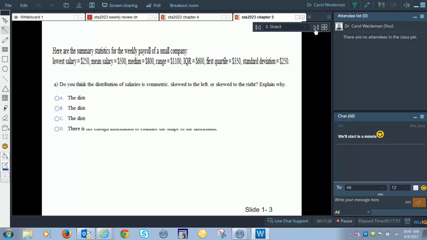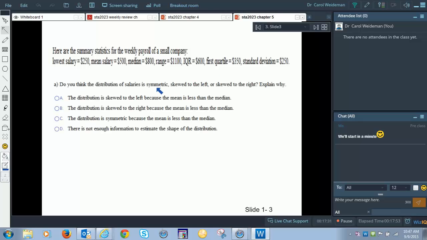So here are some summary statistics for a small company payroll. And the question is, do you think this distribution is symmetric, skewed to the left, skewed to the right? Explain why. Okay, so where might we look for that? Let's look at the mean and the median. First thing we notice here is the mean is below the median.